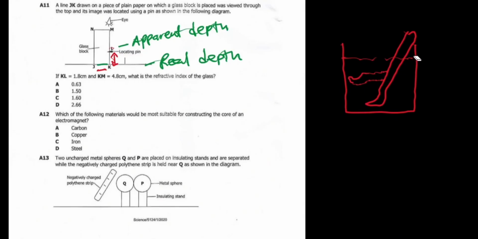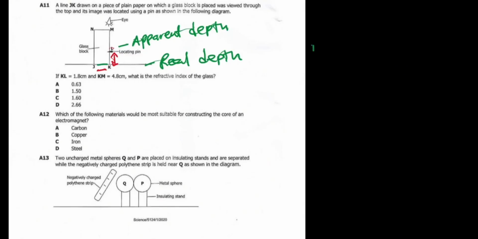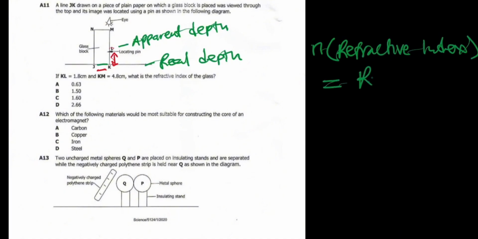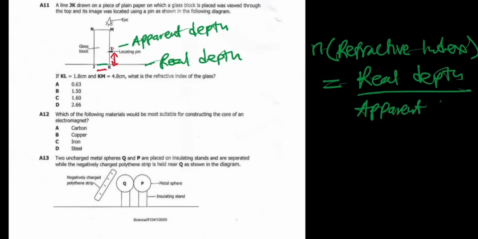So to find the refractive index, it is actually given by the real depth over the apparent depth.